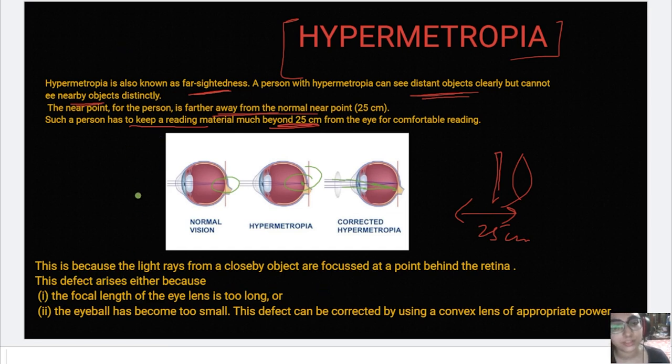So the reason for this defect is that sometimes the focal length of the eye becomes too long or the eye has become too small. So in either of the cases, if the eye has become too small for some reason, obviously the light is traveling the same distance it was supposed to travel, but the size of the eye has decreased, so obviously the retina comes in front. So it is corrected by a convex lens.